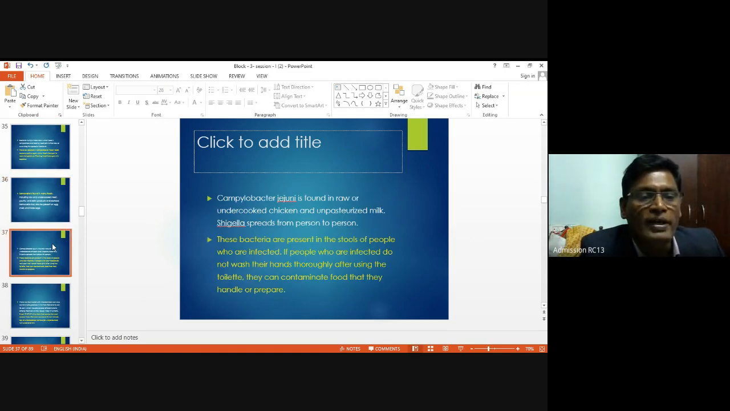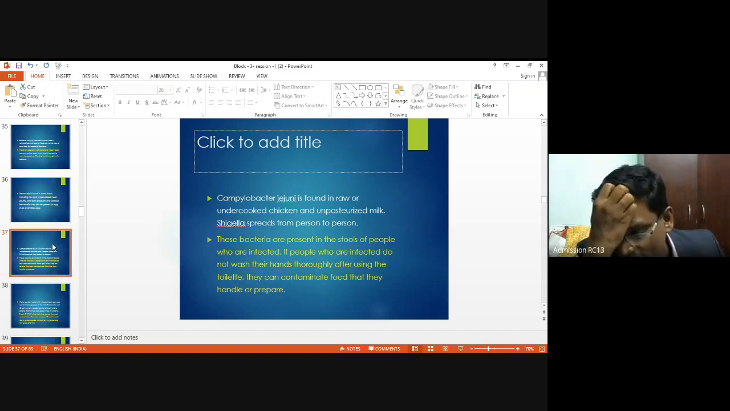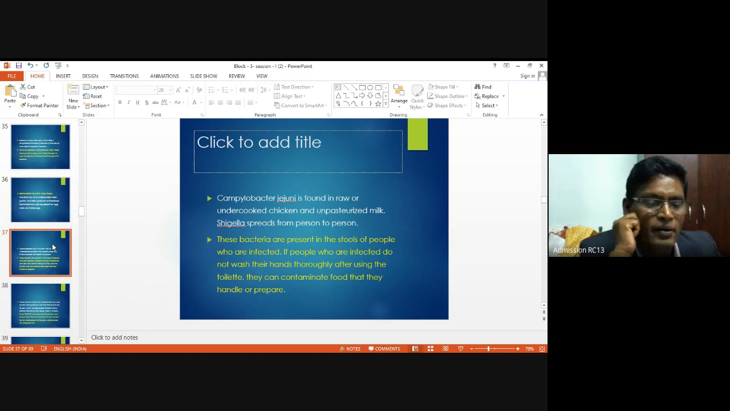And Campylobacter jejuni is found in raw or undercooked chicken and unpasteurized milk. Shigella spreads from person to person. So these are bacteria which can spread from person to person. These bacteria are present in the stools of people who are infected, and if infected people do not wash their hands thoroughly after using the toilet, they can contaminate food that is handled or prepared by them.